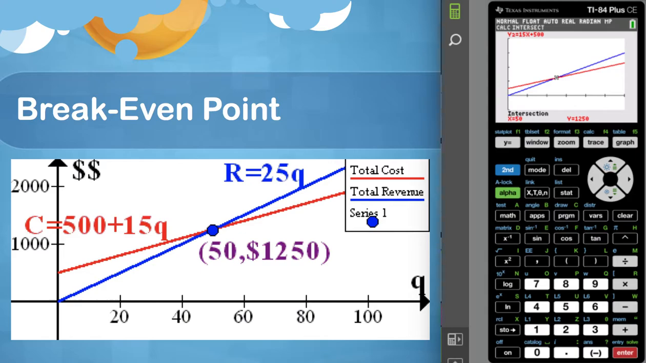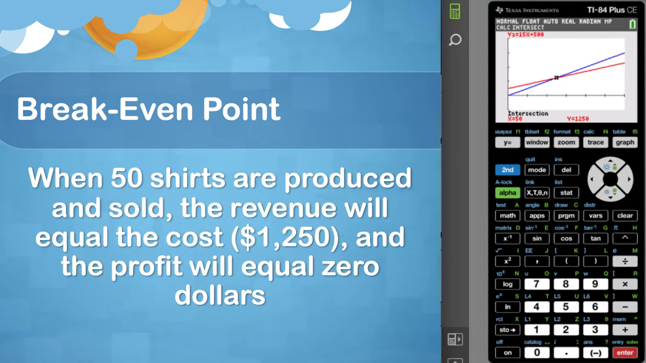What I've discovered is that the break-even point suggests that when 50 shirts are produced and sold, the revenue will equal $1,250, and thus the profit will equal 0.